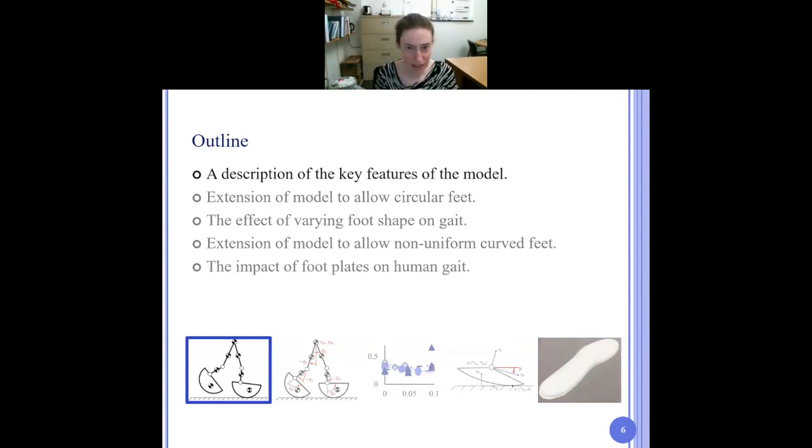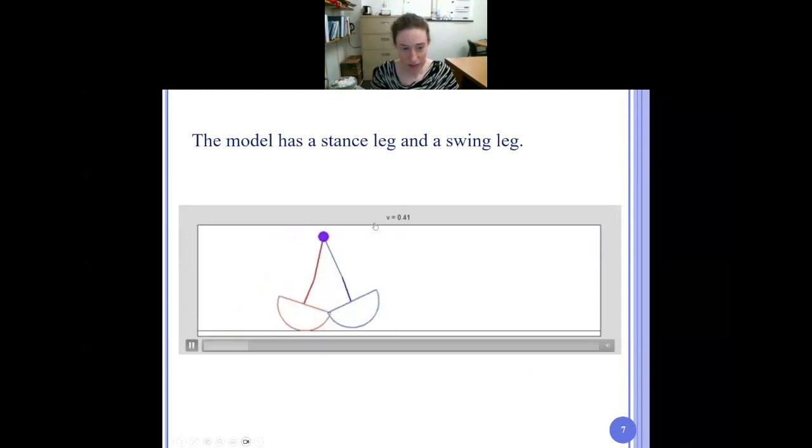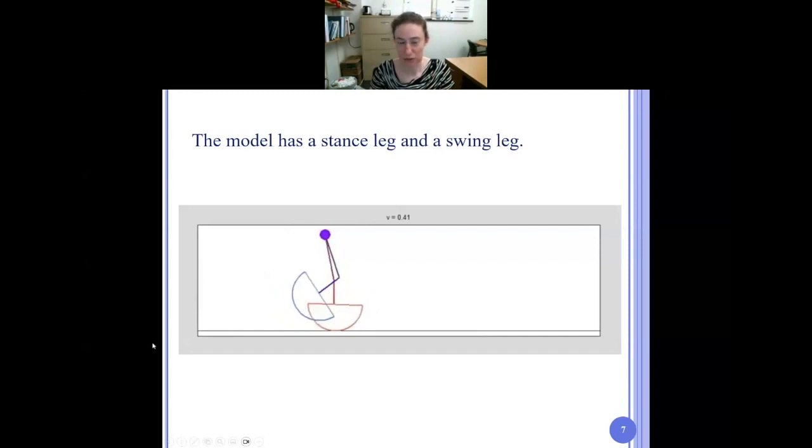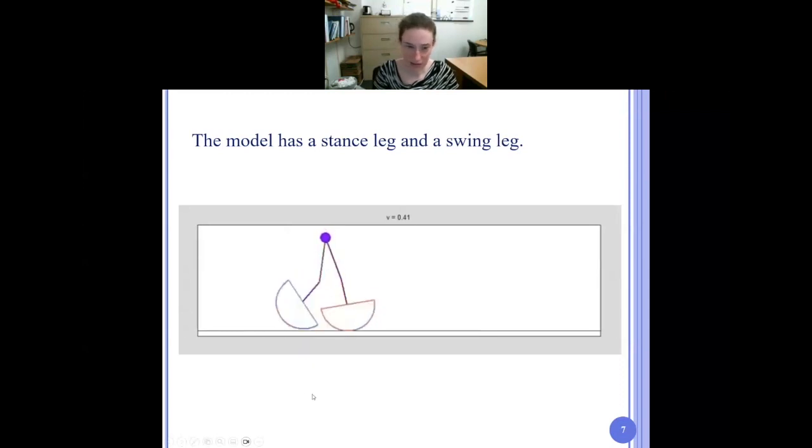All right, so to begin, let's talk about the model itself. In this video, and in most of the videos you'll see in this presentation, you're looking at a side view of the biped model. This purple dot is the hip, and then the model has two legs. It has a red stance leg, which is the leg that is on the ground, and then it has a blue swing leg, which is the leg that is in the air.